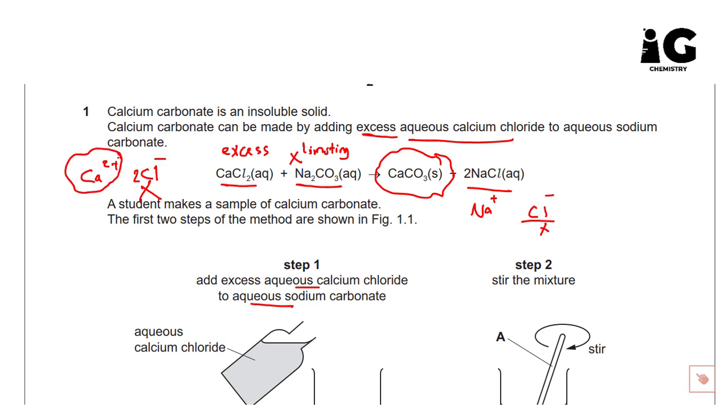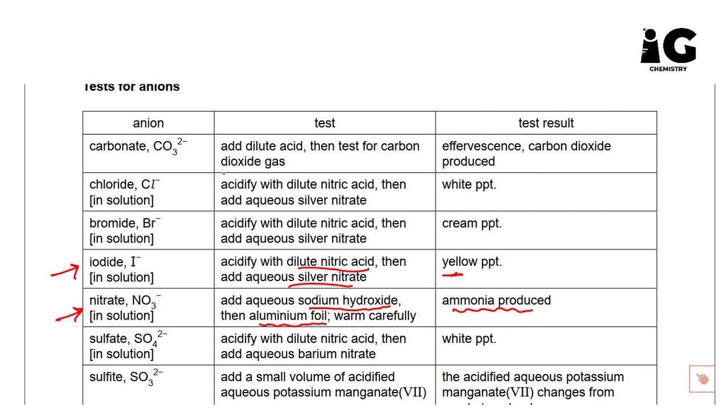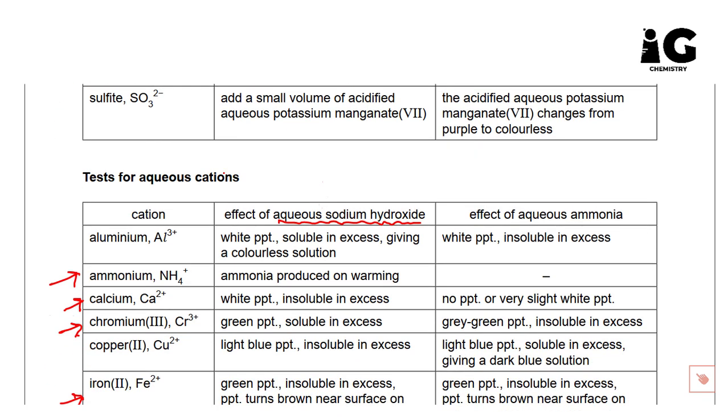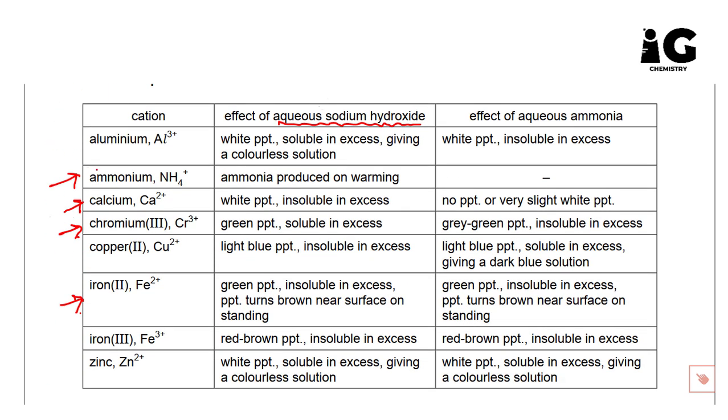For this reason, we could use the test which is already in your paper 6, and this is a very good point to have. So here, guys, this is the calcium test for the cation calcium. We could add aqueous sodium hydroxide. If a white precipitate forms, which is insoluble in excess, then the cation is Ca2+. So this is one method, one way for your answer.